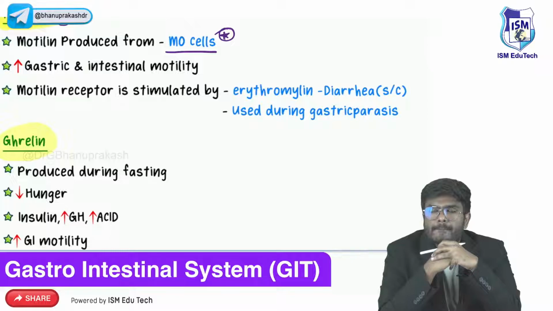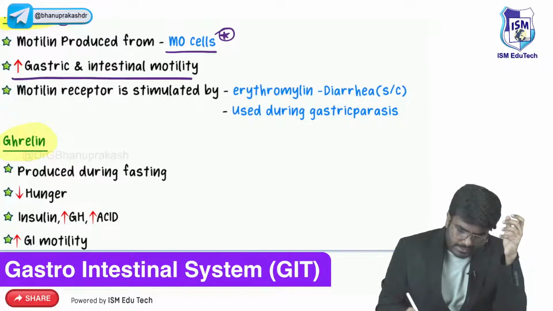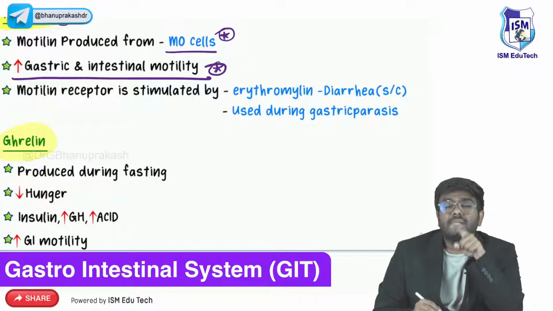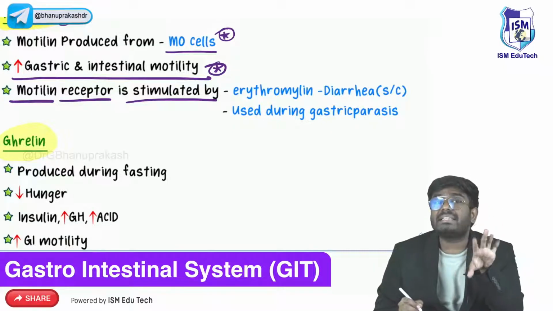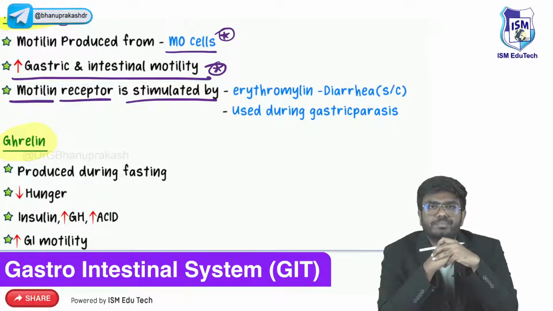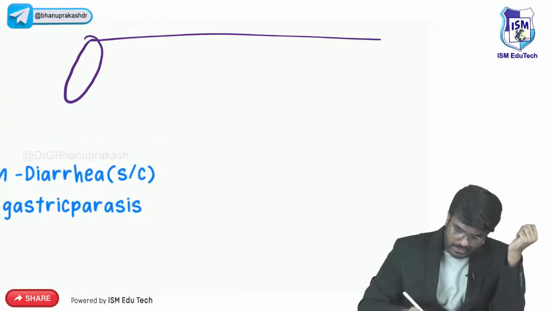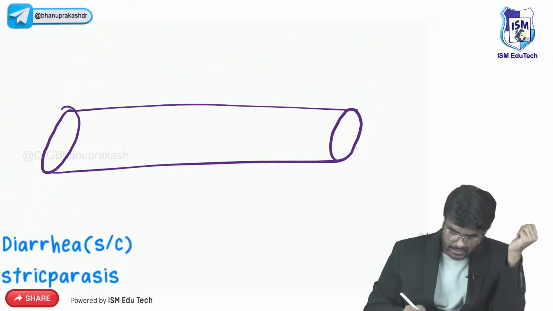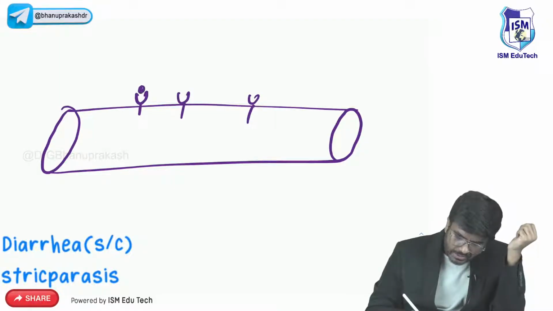My question here is, motilin increases the GIT motility, no doubt. Motilin is acting on which receptor? It acts on its own receptors, called motilin receptors. Imagine this is the GIT, the intestine, and here are the motilin receptors. These motilin receptors are stimulated by motilin.